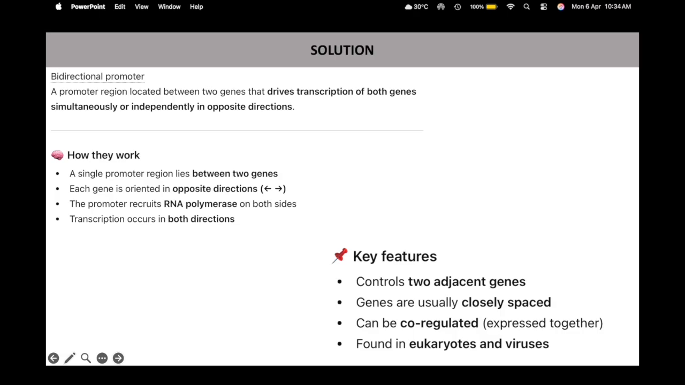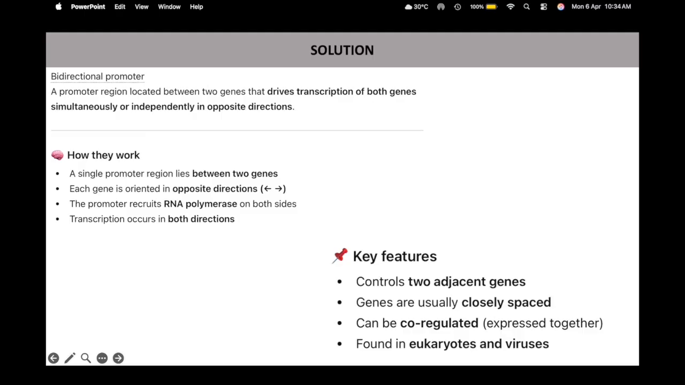So the gene orientation in the case of bidirectional promoters will always be in opposite directions. The third thing is that the function of a promoter is to recruit the RNA polymerase so that the following transcription can take place. So this promoter will recruit RNA polymerase in both directions, here as well as here, so that transcription can happen in both places and in both directions. So that is another property: transcription will be in both directions.